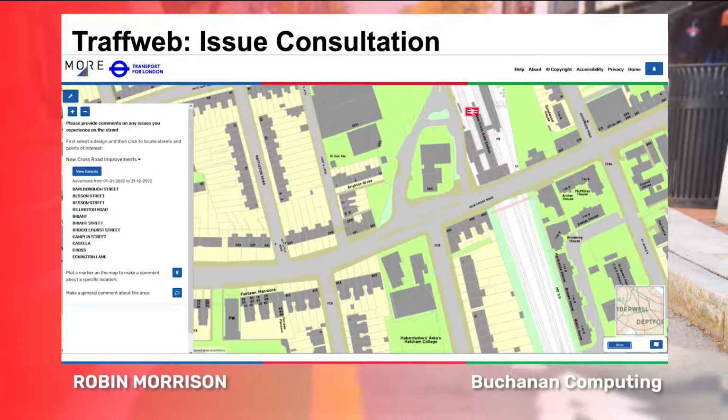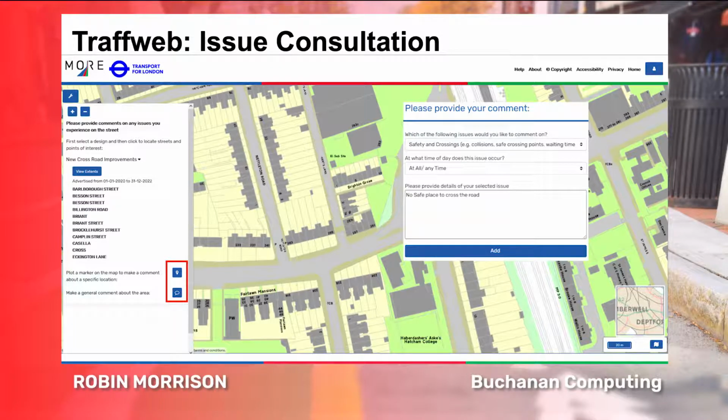So this is a view of the issue consultation web application. We have the area of interest defined in the left-hand panel with a list of streets to allow you to navigate around the area. And then the two buttons highlighted allow you to either plot an issue on the map if you want to produce a location-based issue, or provide a general comment about the area. Either button will then produce a form where you can pick a category for your issue, the time of day that the issue is in effect, and then a description of the issue.